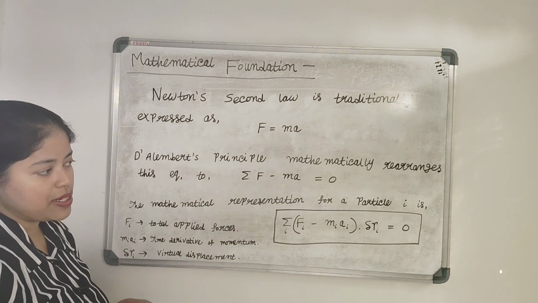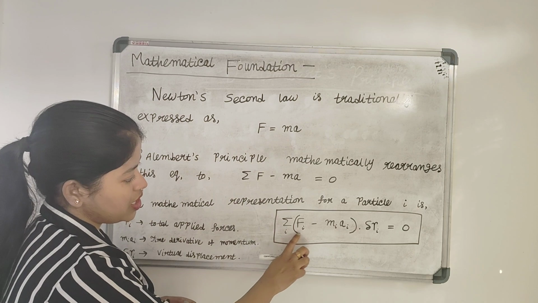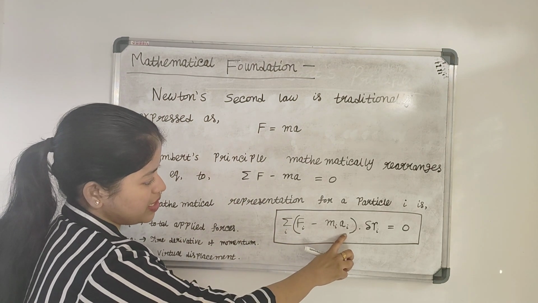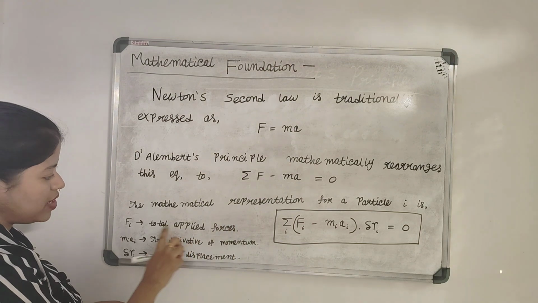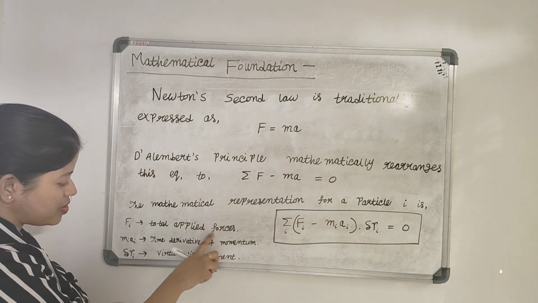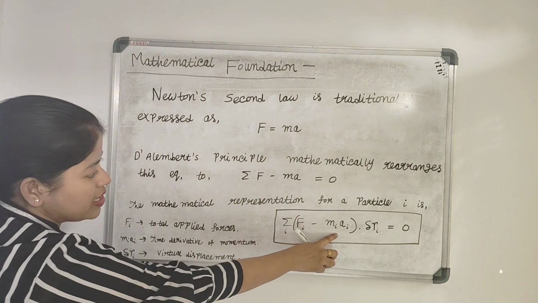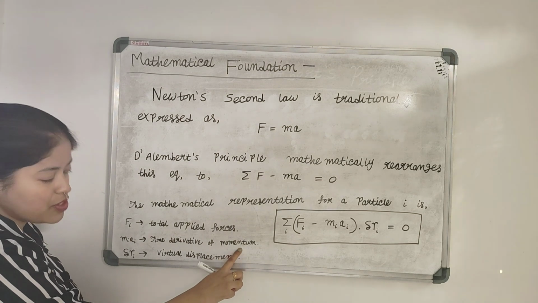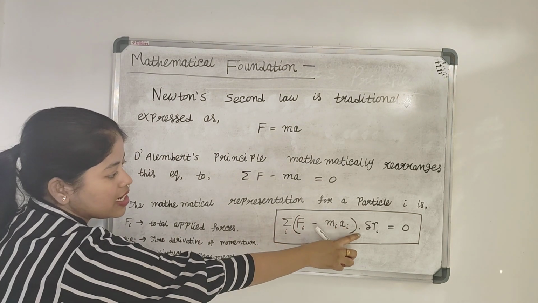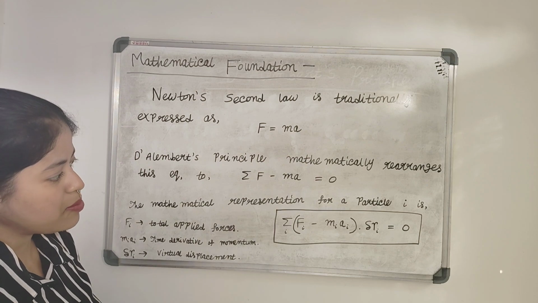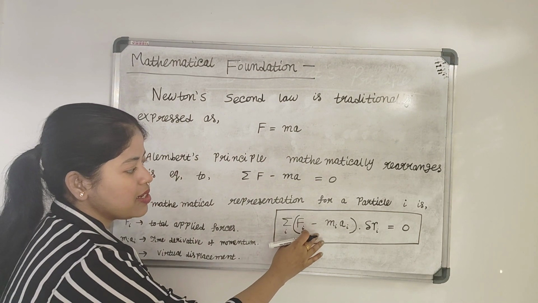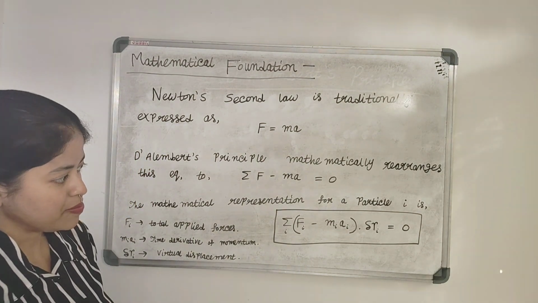mathematically, for the ith particle we can write it as summation over i of (F_i^(a) minus m_i a_i) dot delta r_i equals 0. Here F_i^(a) is the total applied force, m_i a_i is the time derivative of momentum, and delta r_i is the virtual displacement. So D'Alembert's principle can mathematically be written in this way.